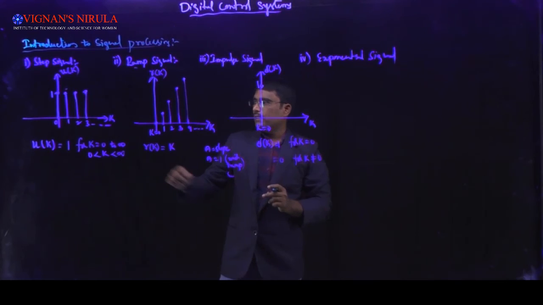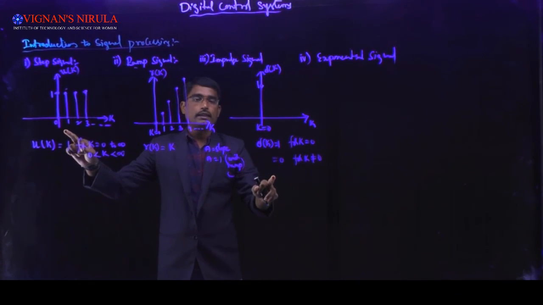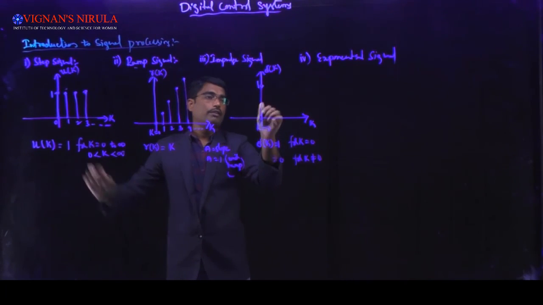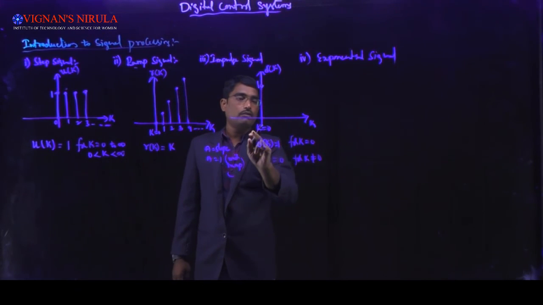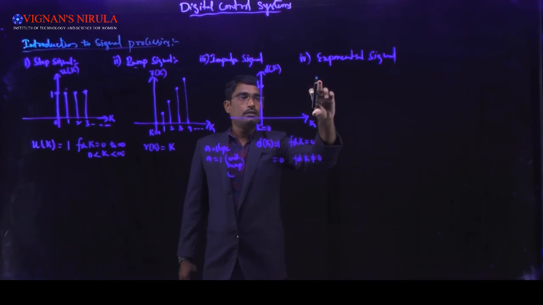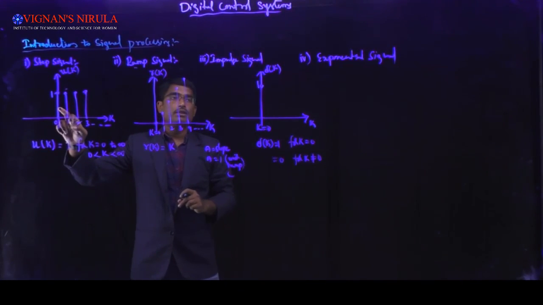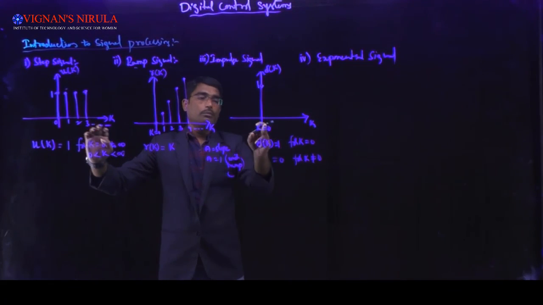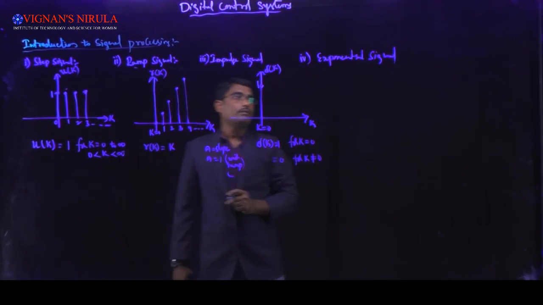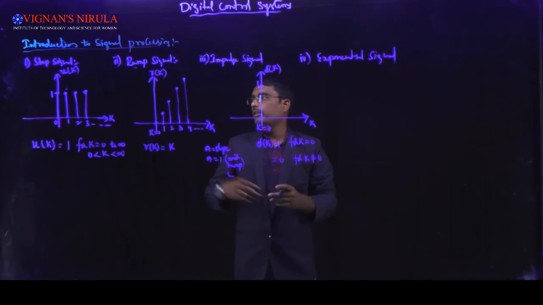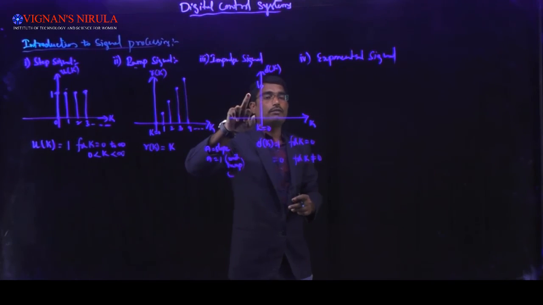Of course, there is a relation between the impulse signal and the step signal. If you integrate this impulse signal from k equals 0 to infinity, then we get a signal like this, which is equivalent to the step signal. That is the relation between the impulse signal and the step signal. The integral of delta of k equals u of k, or alternatively, the derivative of u of k equals delta of k.